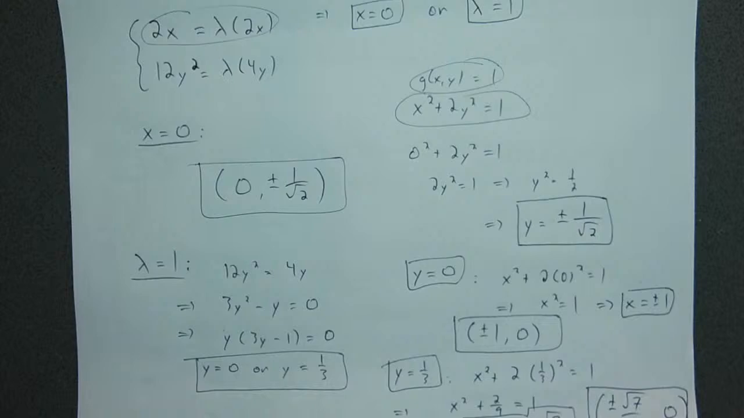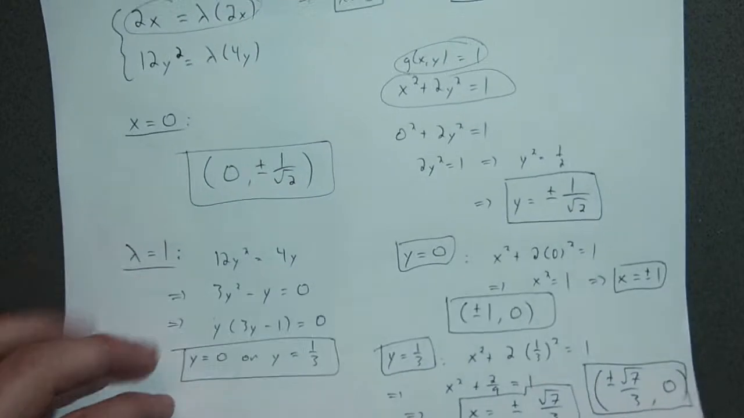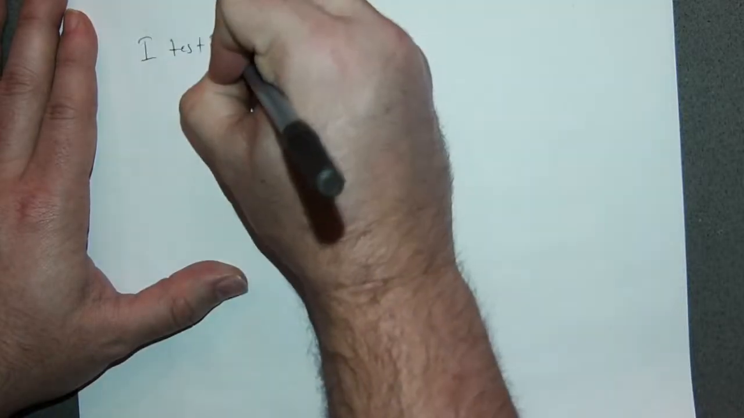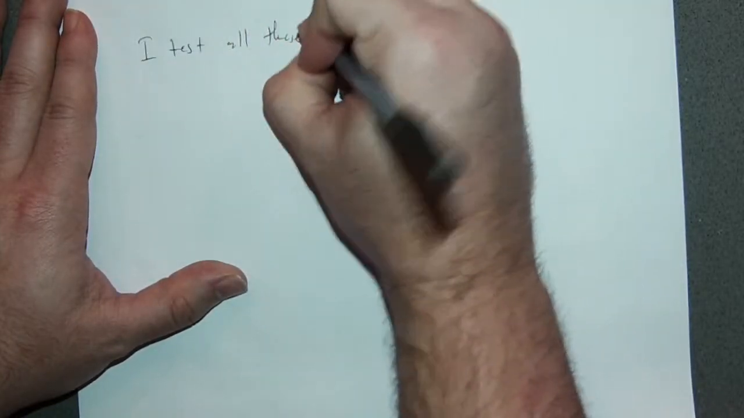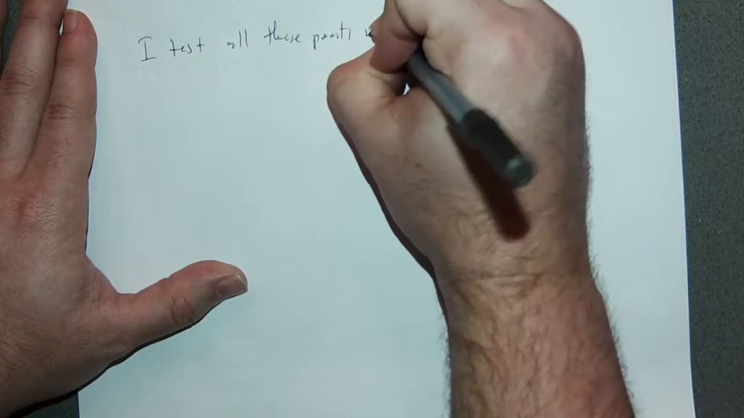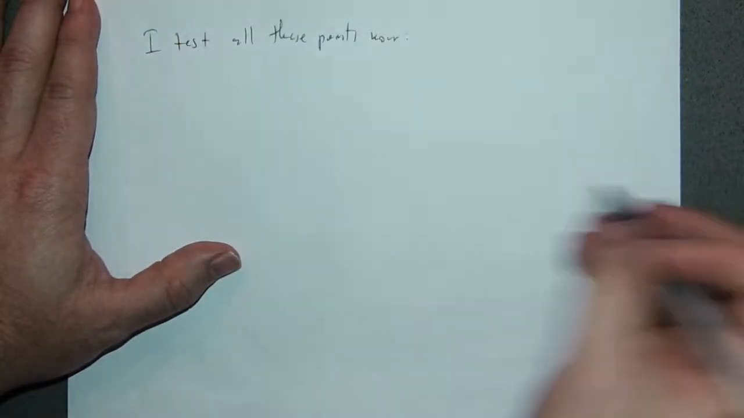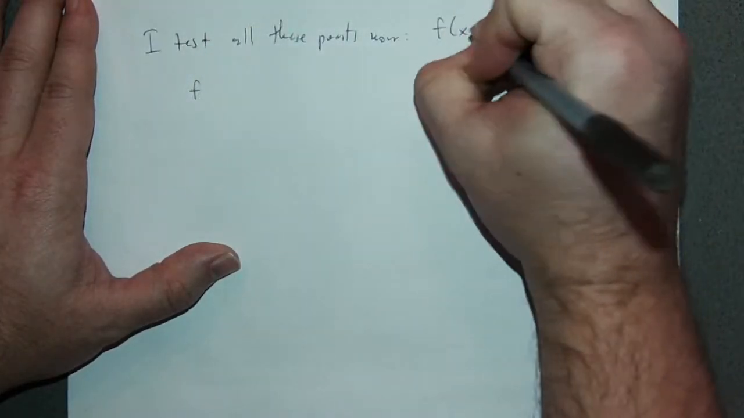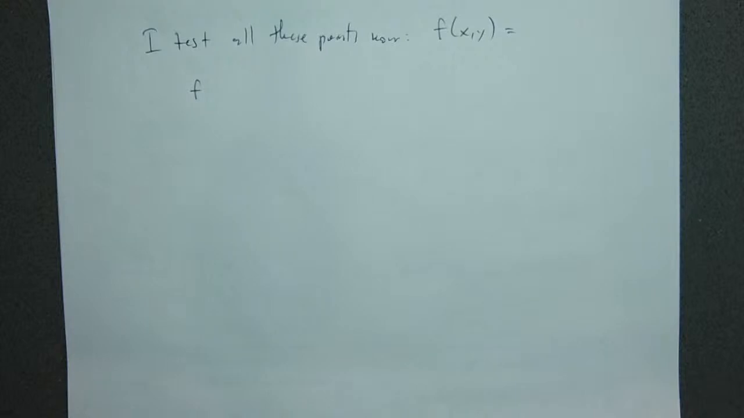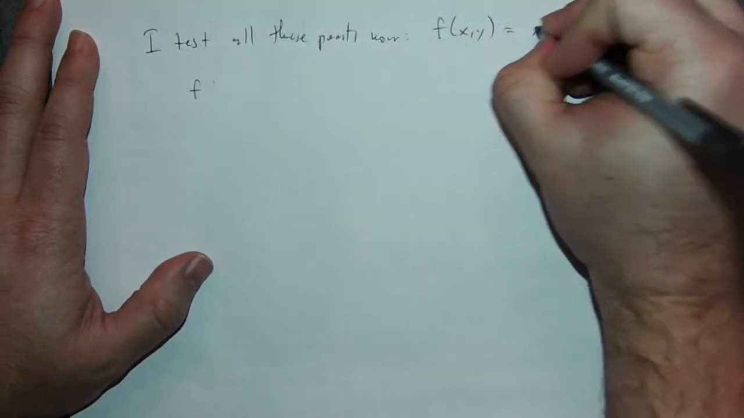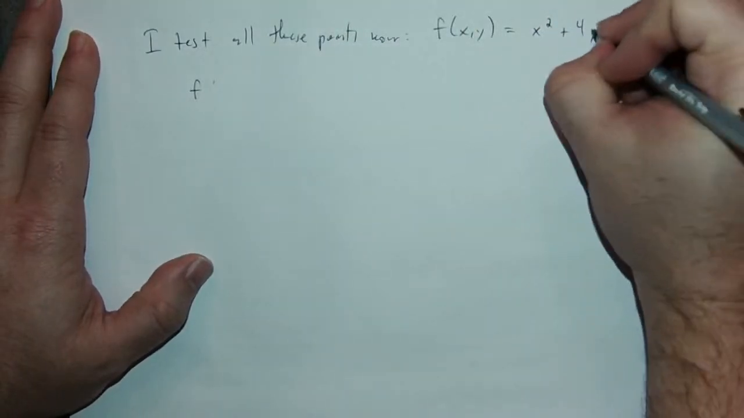Now I have to test all these. Right? So the test, I test all these points now. Okay, so let's test them all. So first of all, I had my critical point that I test. So let's write my function so that we don't forget. What is f of xy? Where did I actually write my function? Oh, here we go. So f of xy is equal to x squared plus 4y cubed.